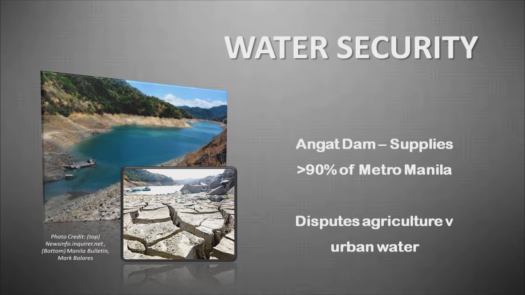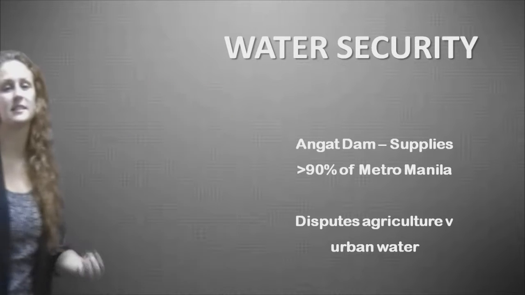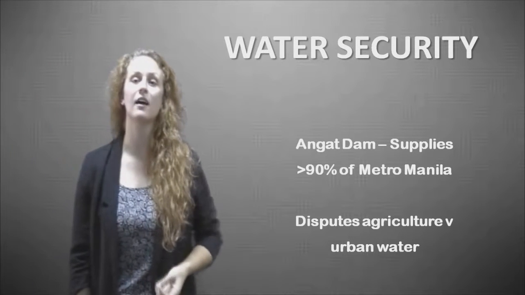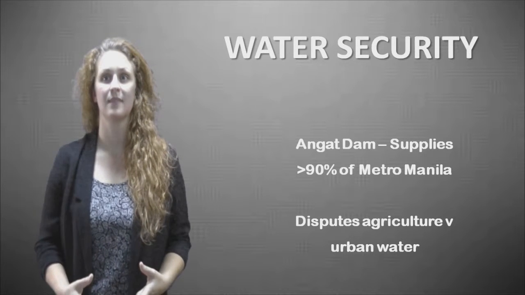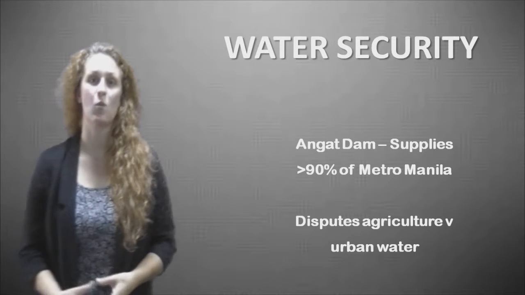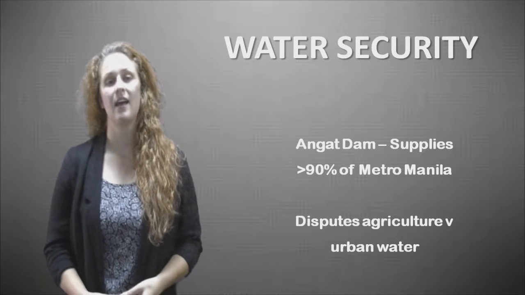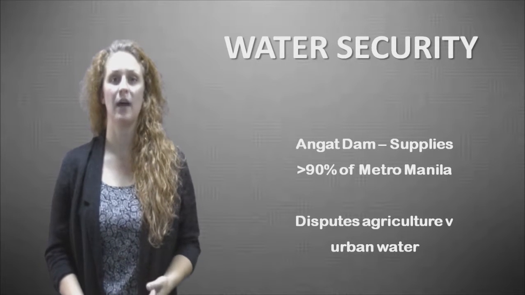This change in the frequency and severity of floods and droughts can have consequences for floods, obviously for droughts, and for landslides, but it can also have major implications for water security. As an example, in Metro Manila, the Angat Dam supplies more than 90% of the drinking water for Metro Manila. However, the dam also supplies water for agriculture in the region, and for the production of electricity through hydropower at the Ipo dam.